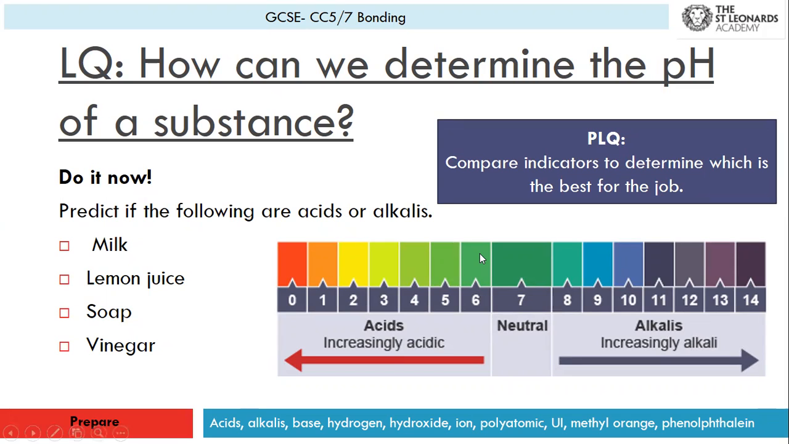Now, very quickly, I'd just like you to have a look at those items on the left and see if you can predict whether they would be acidic, neutral, or alkali. Give it a go. I'll give you 30 seconds. Cool. So, hopefully you've done that. If you haven't, hopefully you'll be able to by the end of this lesson.